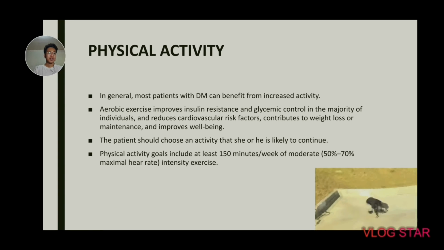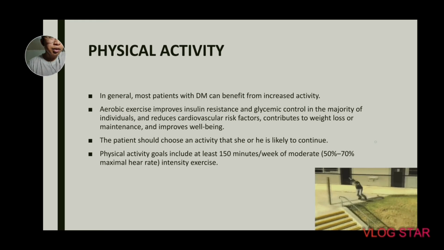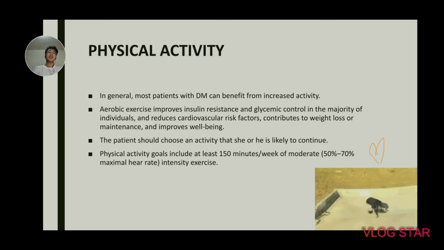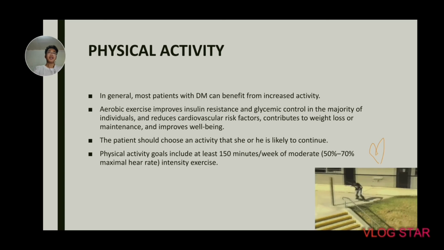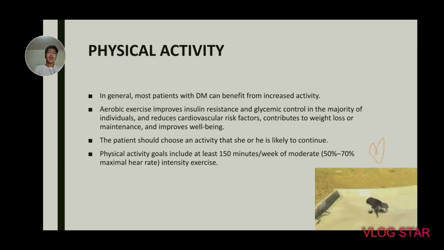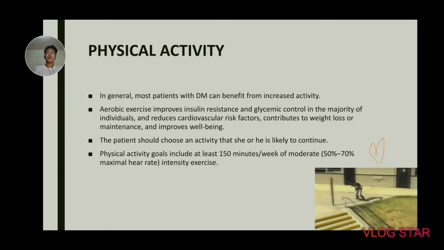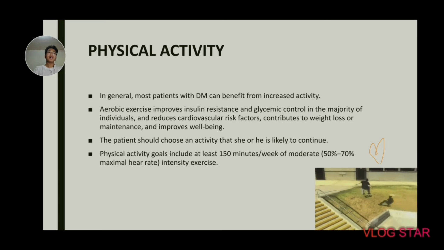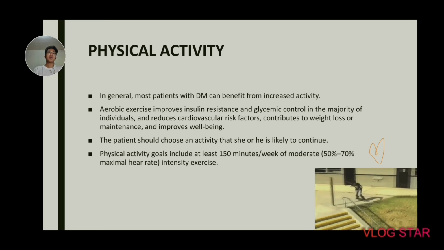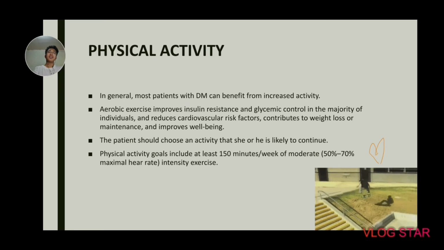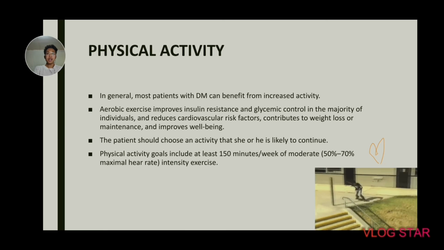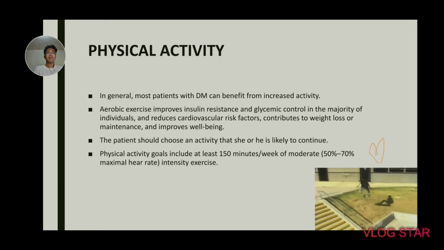Next is physical activity. In general, most patients with DM can benefit from increased activity. Aerobic exercise improves insulin resistance and glycemic control in the majority of individuals, reduces cardiovascular risk factors, contributes to weight loss and maintenance, and improves well-being. The patient should choose an activity that she or he is likely to continue. So it has to be an activity that they enjoy and like, so that it is consistent.